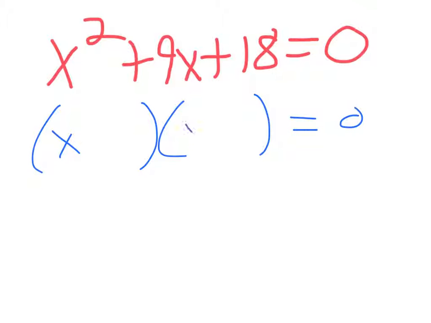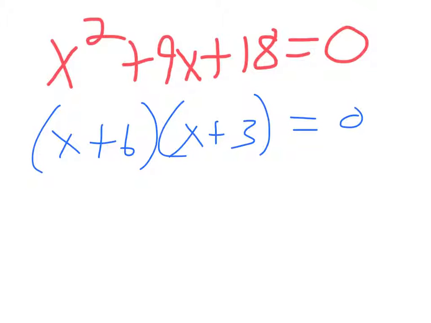Start them off with an x, because you need to have an x times an x to make an x squared. And then the trick to finding the right numbers here is to find 2 numbers that multiply to be positive 18 and add to be 9. That's going to be 6 and 3, because 6 times 3 indeed makes 18, and 6 plus 3 makes 9. That's the magic combo. You can multiply this out, FOIL this out to check to make sure. But this is what it is in factored form.